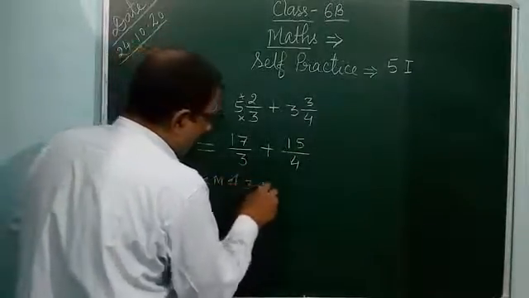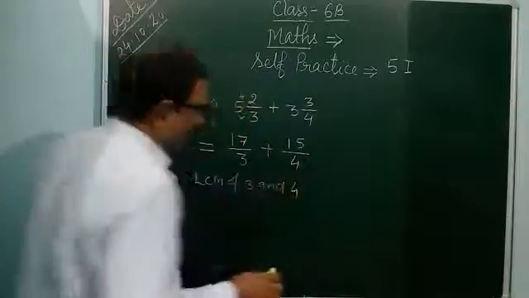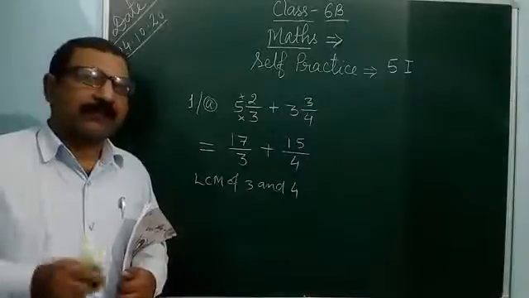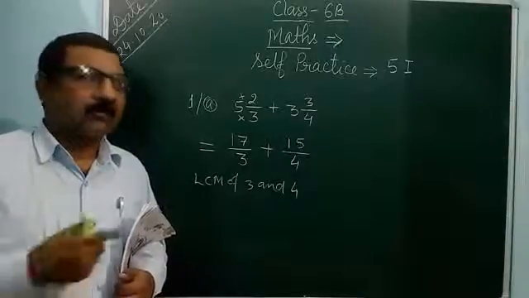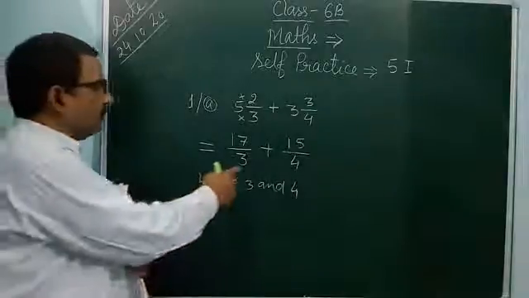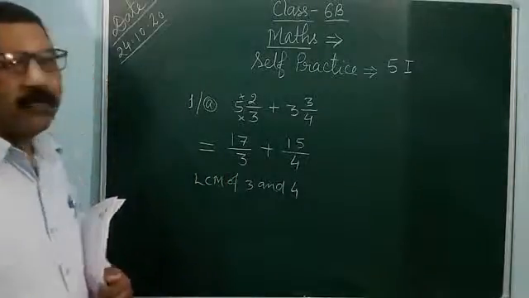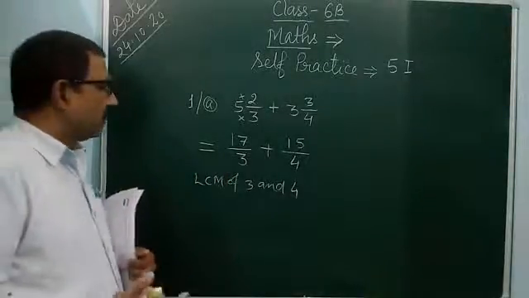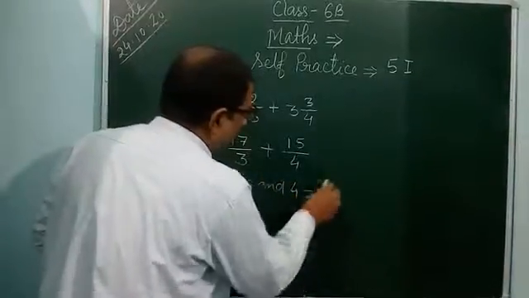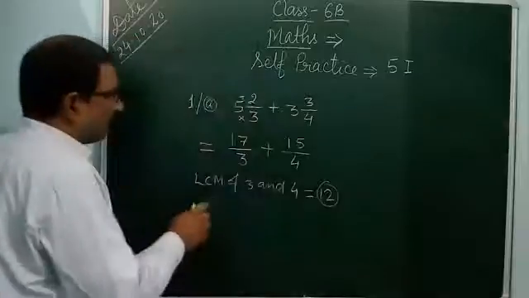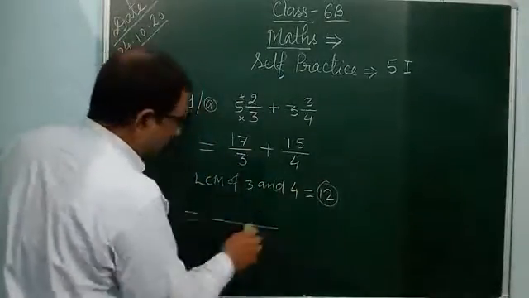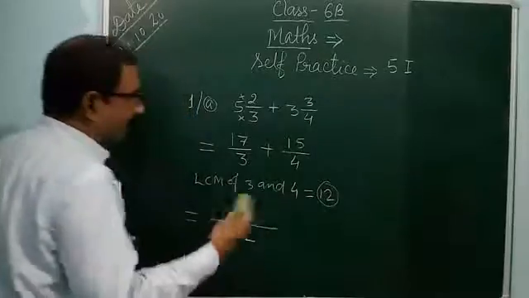LCM of 3 and 4. I have told already, if there are two numbers, one is even and one is odd, so you can multiply together, that will be LCM. So 3 is odd number, 4 is even number. So in this way you can multiply, 4 threes are 12. So 12 is the LCM of 3 and 4. After that you take that LCM 12 or LCD 12.